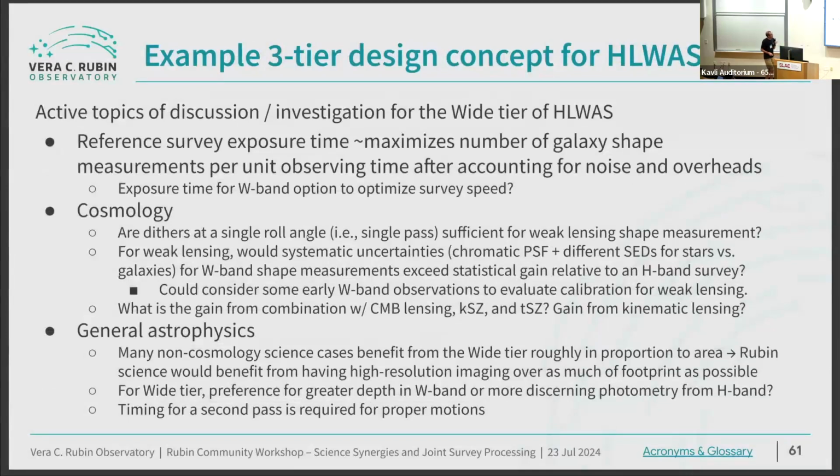And so the active topics that we're discussing, one of them is that if we were to consider this wideband, this W-band option, what would be the optimal exposure time to get the survey speed for the widest possible area? For cosmology, there's some systematics that we would need to consider. For example, you would want to make sure that you have dithers that sample the PSF robustly, so that you can do the weak lensing shape measurements.